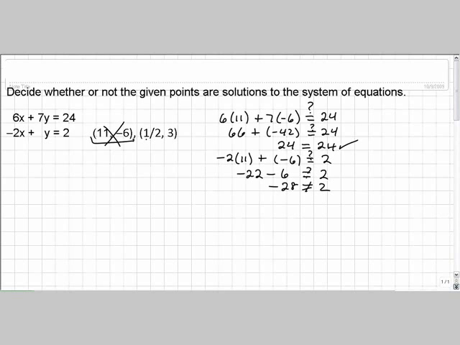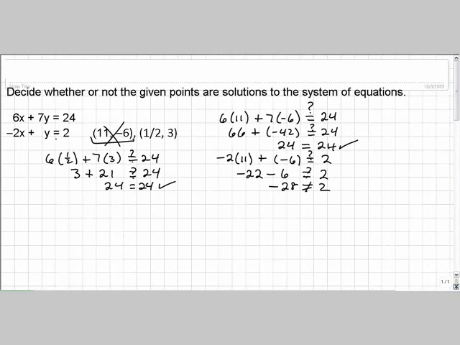So in this case, we're going to let x equal 1/2 and y equal 3 in both equations. So in the first equation, 6 times 1/2 plus 7 times 3, and we want to know if this is equal to 24. 6 times 1/2 is 3. 7 times 3 is 21. And 3 plus 21 is 24. So this checks for the first equation.